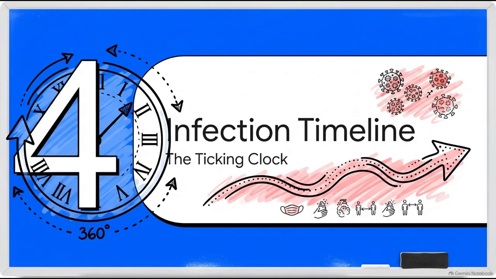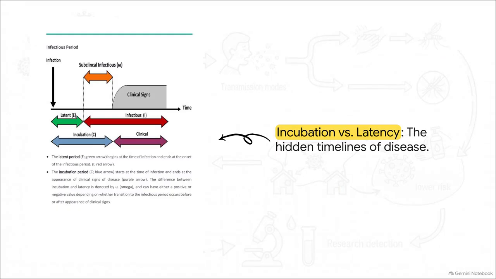All right, Section 4, the infection timeline, the ticking clock. Even if a pathogen successfully breaches our defenses, it operates on a hidden timeline that makes detection incredibly difficult. If we compare the latent period to the incubation period, we can see exactly why these diseases are so tricky to track. The incubation period is the time from when you are initially infected to when you actually start showing clinical signs like a fever.